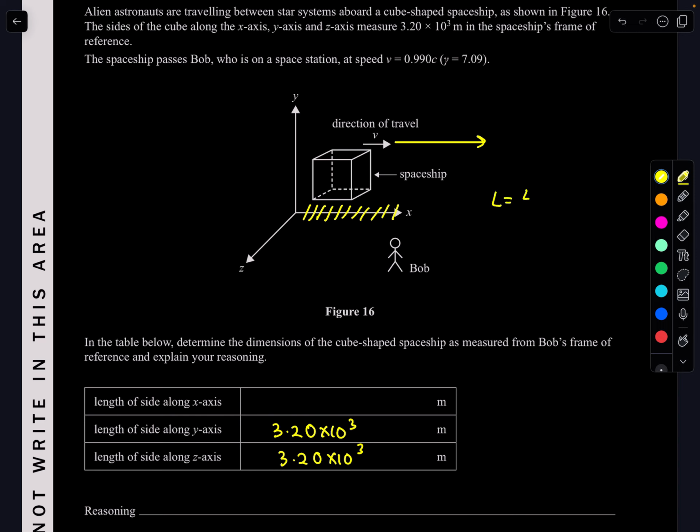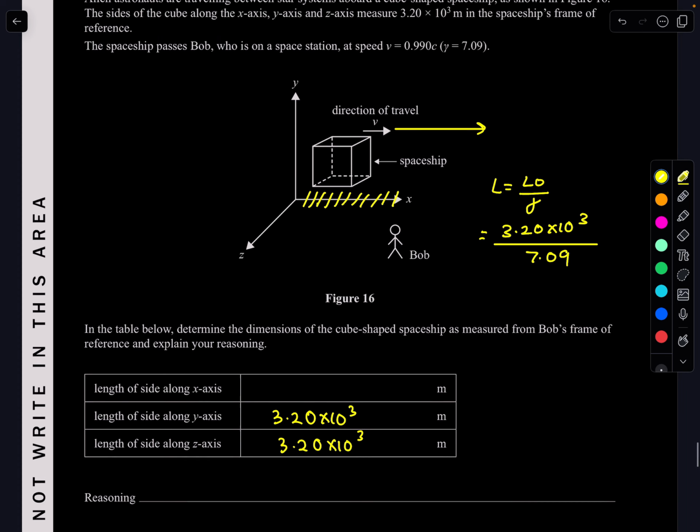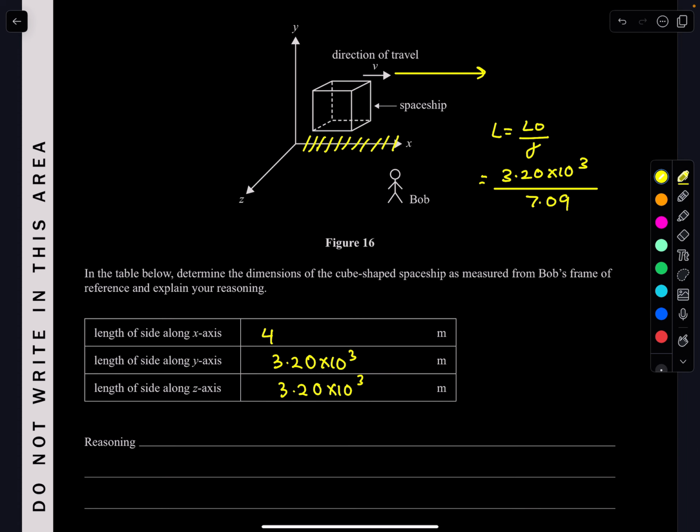So contracted length is L naught over gamma, which is 3.20 times 10 to the power of 3 divided by 7.09. Oops, why did I write that wrong? So 0.9. I get 4.51 times 10 to the power of 2 meters.